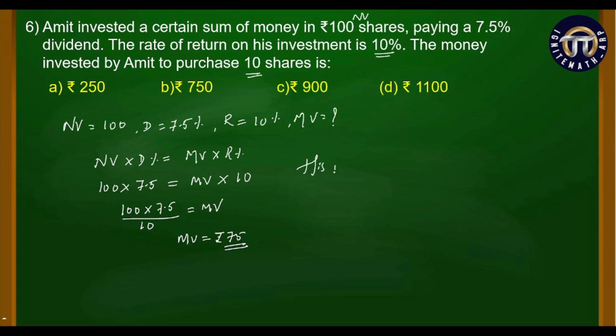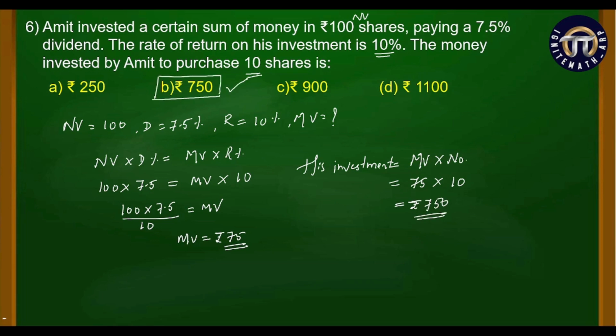So his investment is equal to MV of a share into the number of shares he is buying. MV of a share is how much? It is 75. The number of shares he is buying is 10. So that is nothing but 750 rupees is his investment. So our answer is 750. That is option B. Clear children?